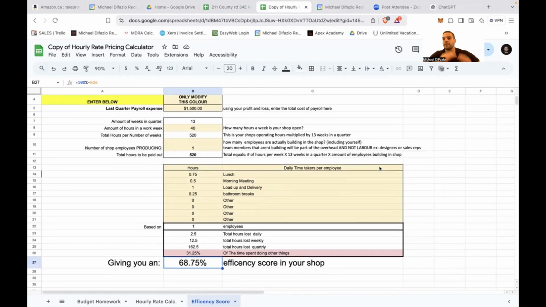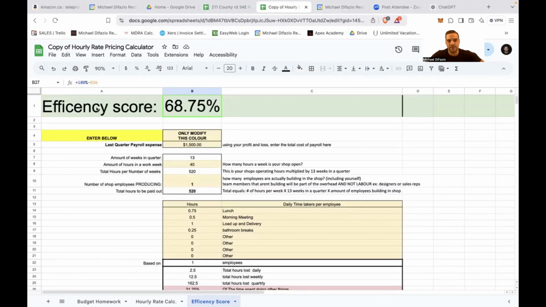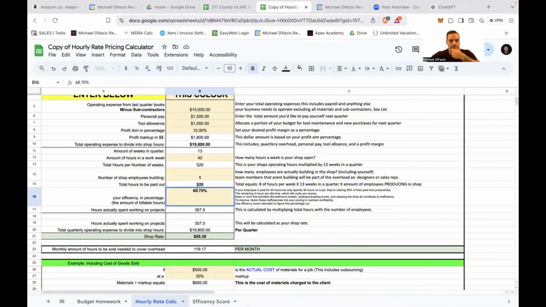Go through this. Be like, how much time am I giving my guys for lunch? We did paid lunches. That's why this is like this. My guys didn't punch out for lunch. We paid them for lunch. So you take this efficiency rate, which is up here, the efficiency score, 68.75, and we're going to bring it over here, 68.75. I just added that in there. It rounded it up to 69%.